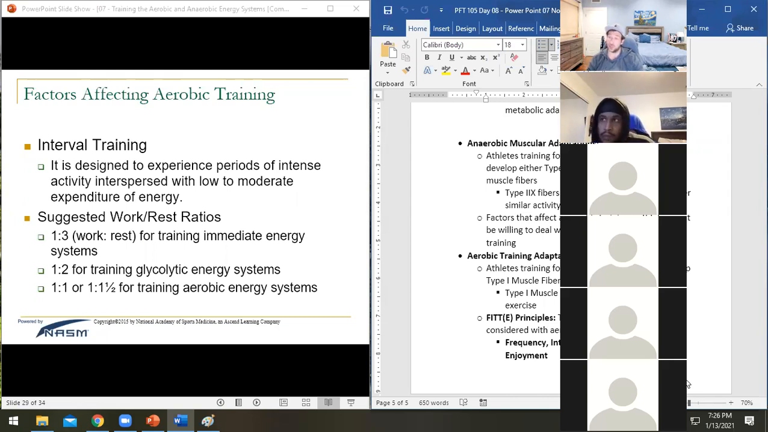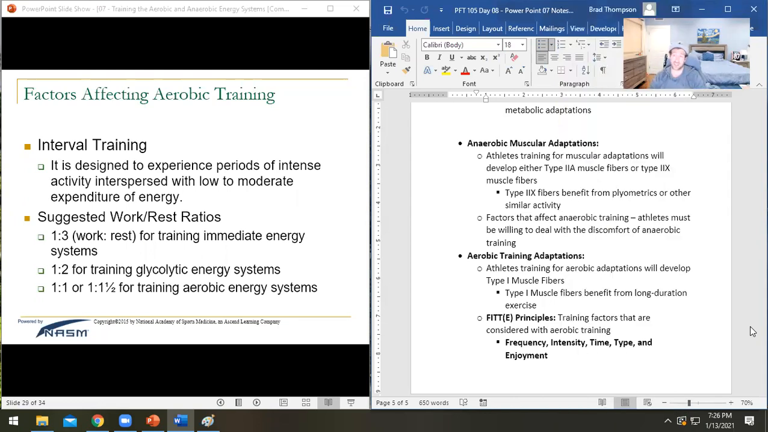If you're going for more of a type 2A athlete, like most sports, 1 to 2 works really well. 30 seconds on, 60 seconds off. And if you're trying to go for long distance running, 1 to 1, 1 to 1.5. If you can handle 1 to 1.5, that's also really good. Although that's not up here.